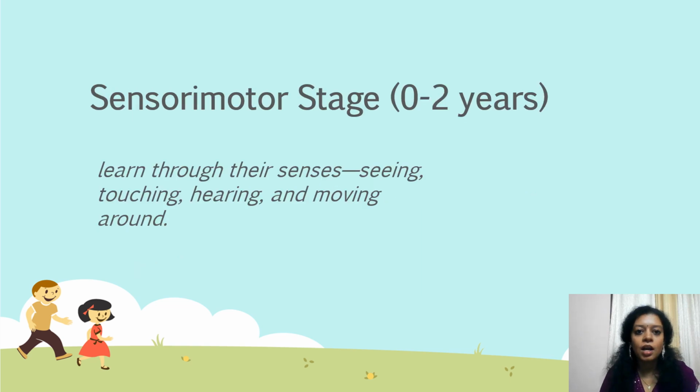The first stage is the sensory motor stage for children from birth to about 2 years. The babies in this stage learn through their senses. For example, seeing, touching, hearing, and moving around. They don't have words yet, right? So they learn by directly experiencing things.